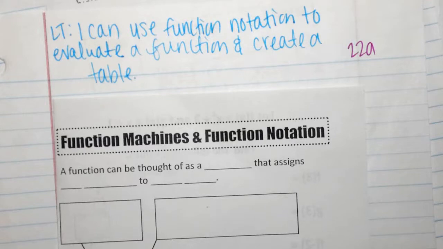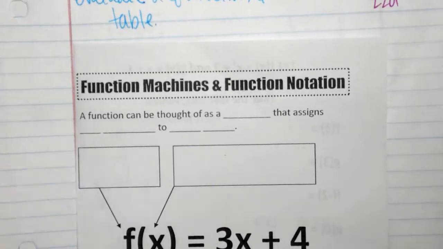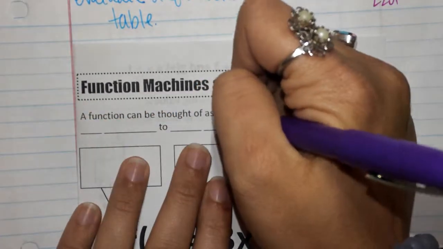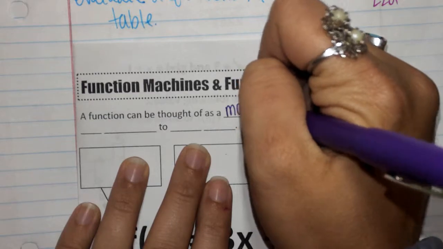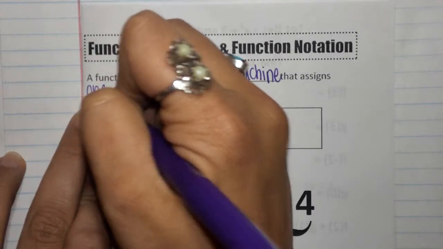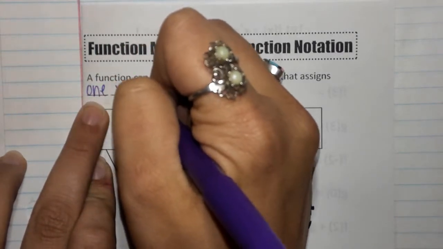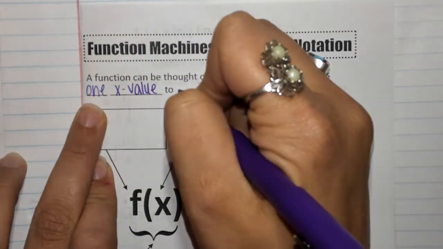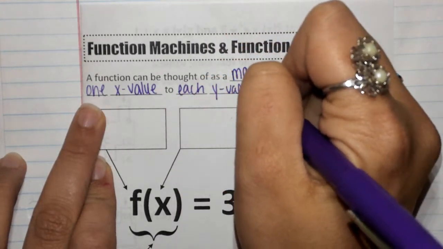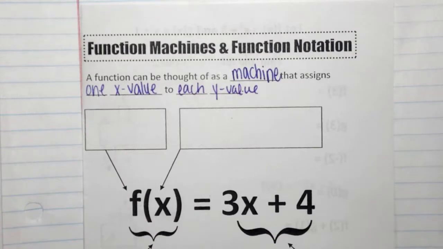Alright, so a function can be thought of as a machine. When you have something that you put on a conveyor belt, you plug stuff in, you get something else out. That's the whole point of it. So a function can be thought of as a machine that assigns one x value to each y value, which is the definition of a function.